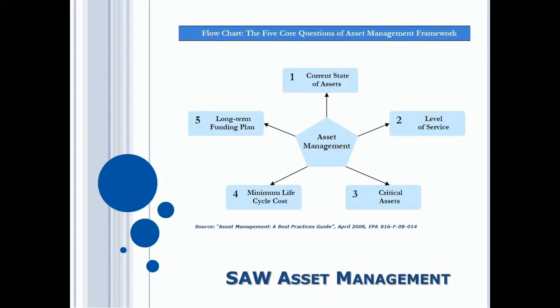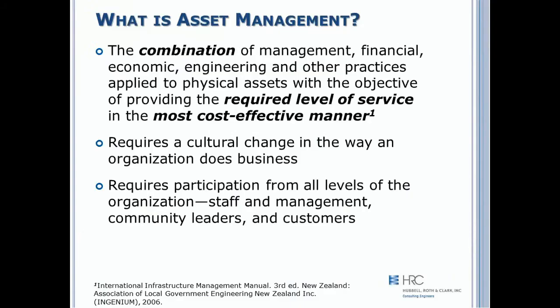So let's take a couple minutes to talk about how SAW defines asset management. Asset management is a combination of management, financial, economic, engineering, and other practices applied to the physical assets with the objective of providing the required level of service in the most cost-effective manner. It requires a change in the way an organization does business by moving toward a more proactive method of operation and maintenance. The goal of infrastructure asset management is to provide the desired level of service at the lowest long-term cost and requires participation from all levels of an organization, staff and management, community leaders, and customers.